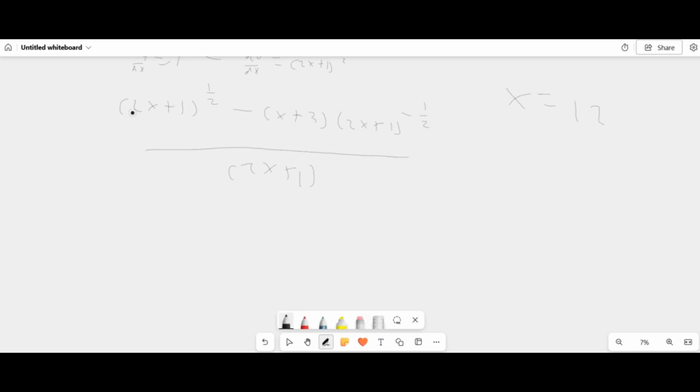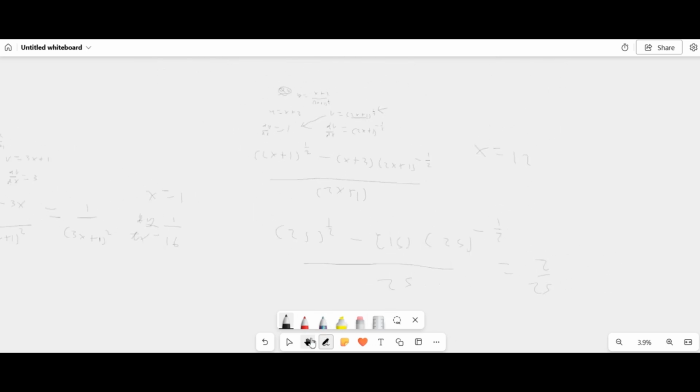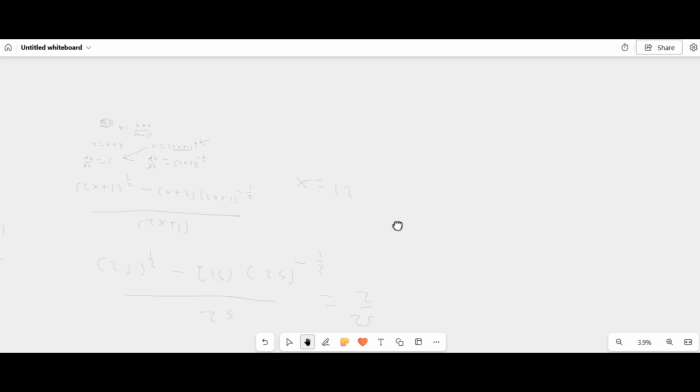So therefore, 2 times 12 is 24 plus 1, 25, yeah? So easy. 25 to the power of a half, yeah, minus 15 because 12 plus 3 is 15. And then here it's got 25 again to the power of minus a half. All of that over 25, yeah? So if you put that in a calculator, you're going to get 2 over 25, allegedly, yeah? Alright, cool. Question 5.